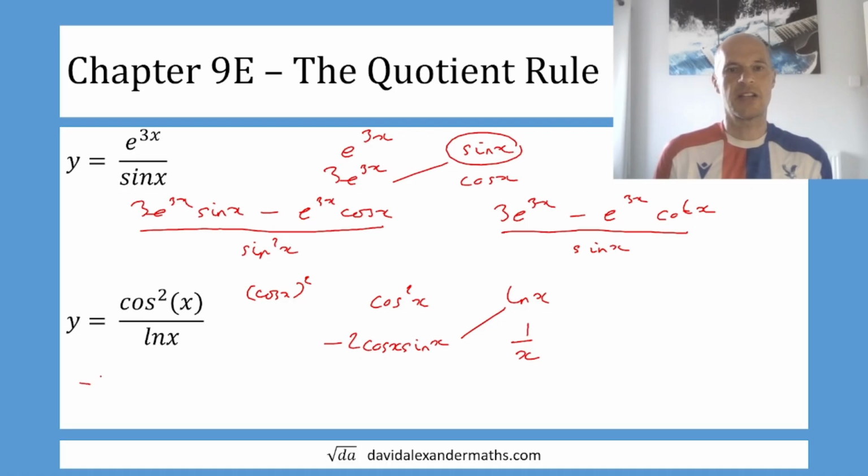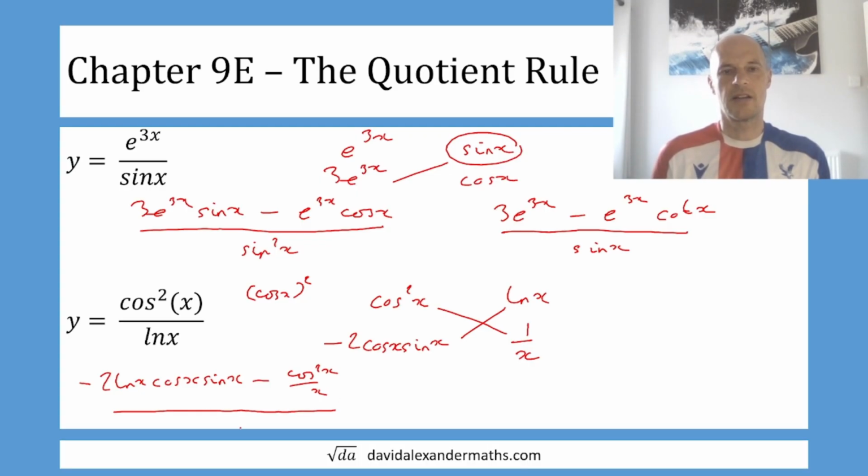So minus 2 ln x cos x sine x, subtract cos squared x over x, all over the ln of x squared. There we go. So that's probably best left as it is, really. Again, yeah, not a particularly attractive looking equation, that one.